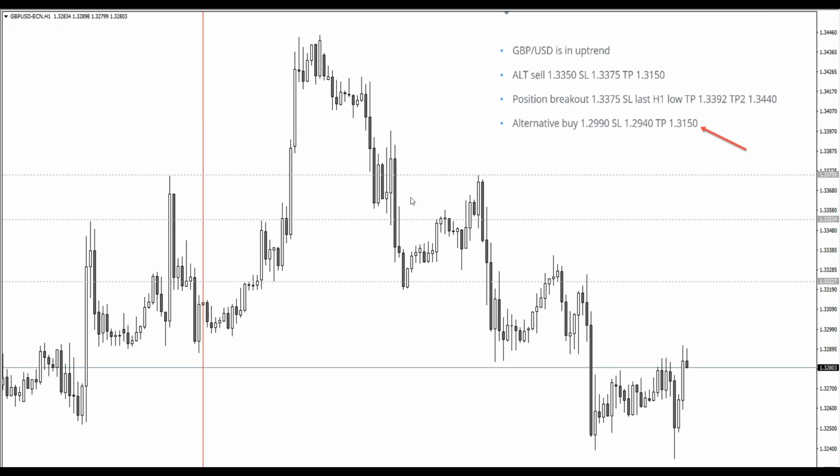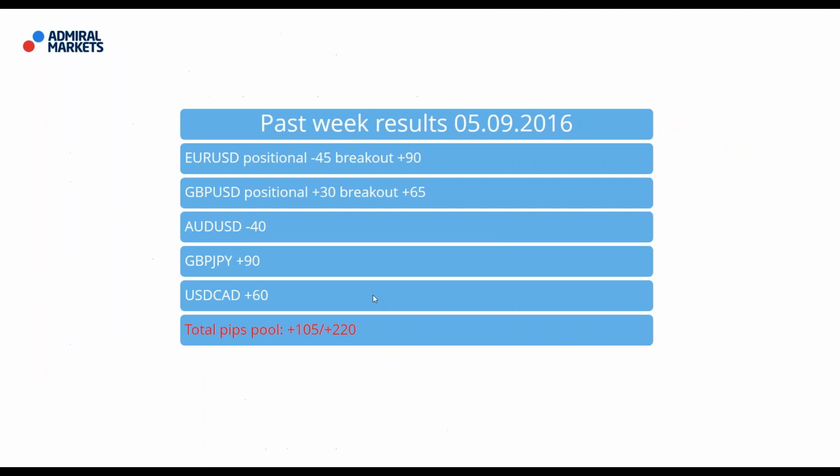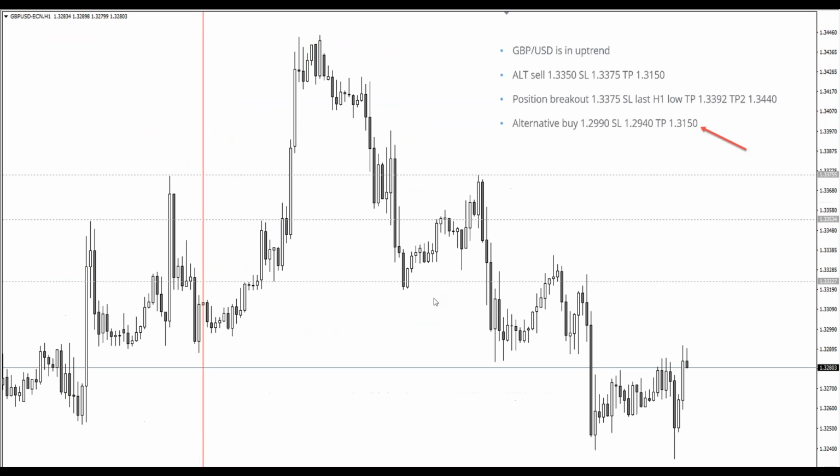So I might have misjudged pound dollar, and it should have been maybe the trade of the week instead of pound yen. But well, I don't know for you. For me it was pound yen, because I didn't take a lot of pips on this breakout. I took maybe 15 pips myself, because I was here when I shorted this. Actually, I took only 15 pips.